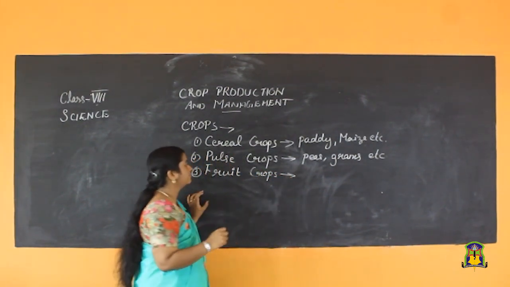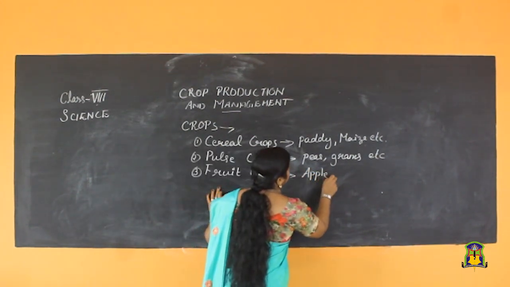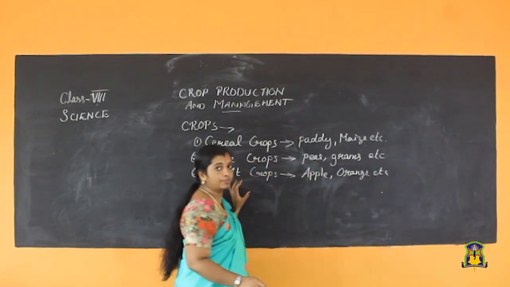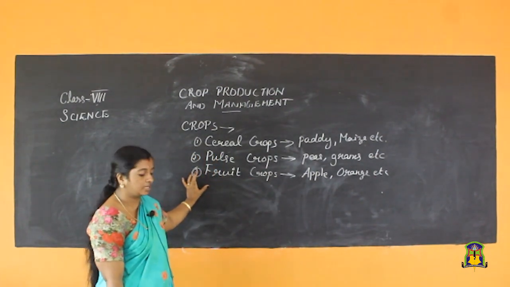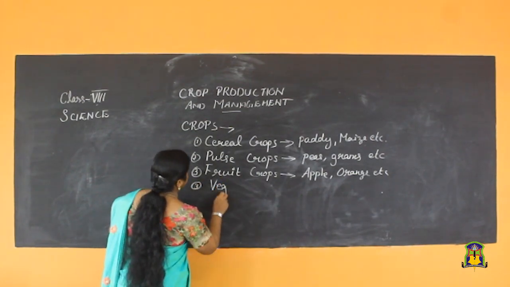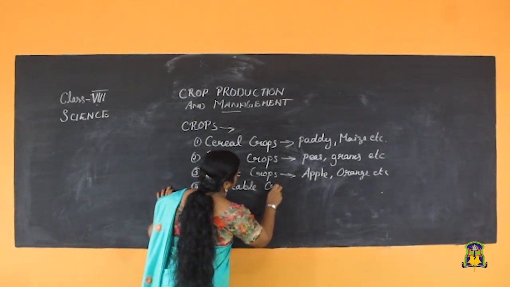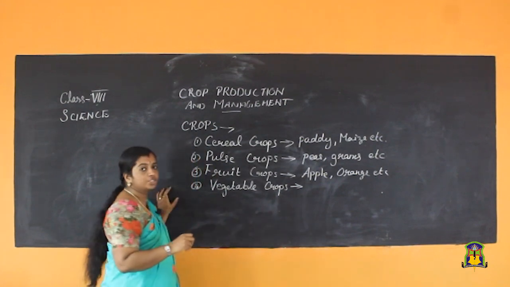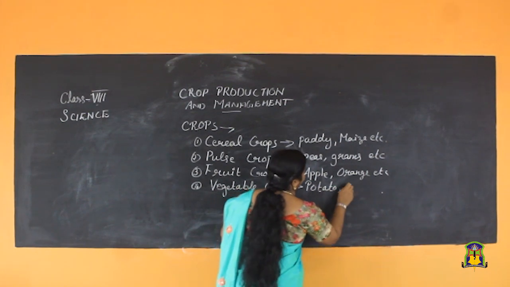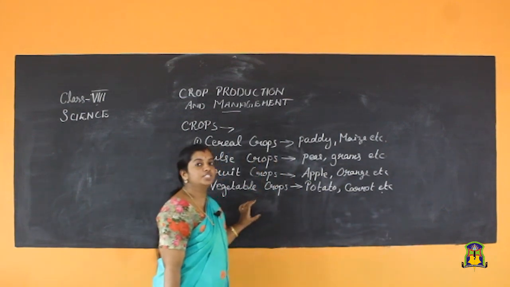The next classification is fruit crops. Can you name some fruits that we are familiar with? Apple, orange, etc. There are many other fruits, I am not mentioning them. We can say orange, apple, watermelon, everything comes under fruit. Then comes vegetable crops. Can you name some vegetables? Yes, potato, carrot, pumpkin, papaya, all these are vegetable crops.